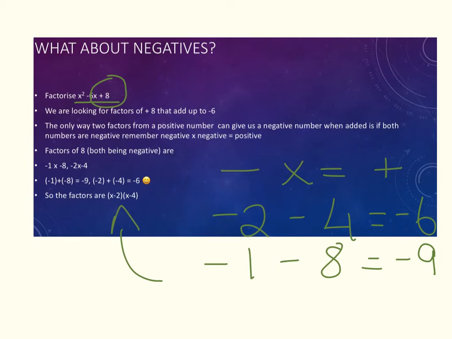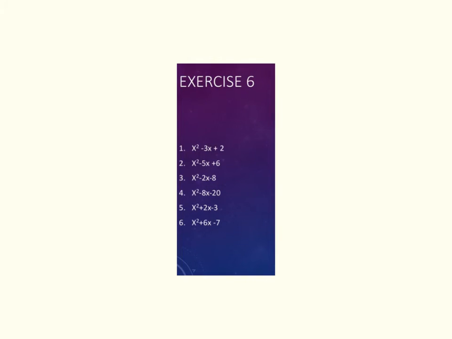Again, the next exercise involves being very careful with your negative signs. Pause the video while you complete exercise 6. Again, be very, very careful of your signs, remembering that a negative multiplied by a negative will give me a positive. Be very careful when you're adding numbers as well. If we're adding numbers that have different signs, we always stick with the bigger number's sign.